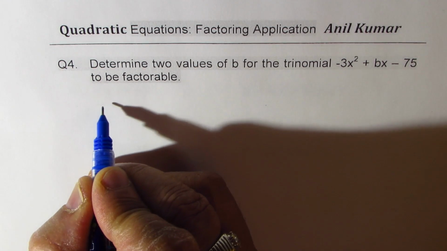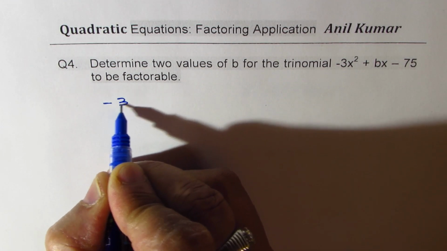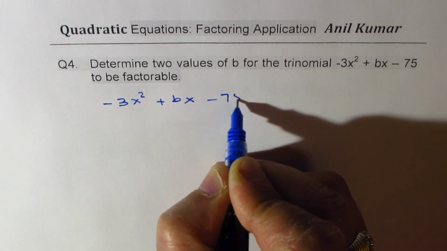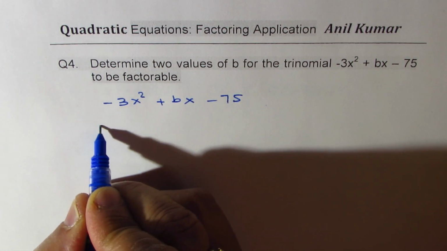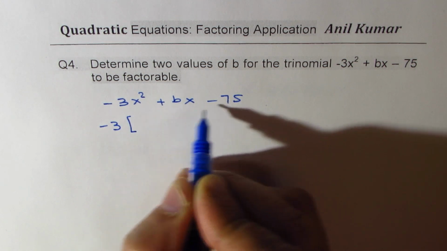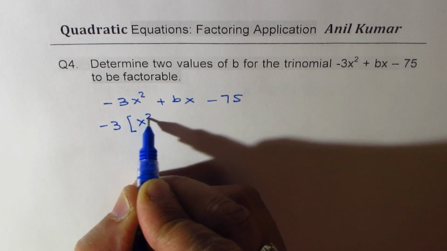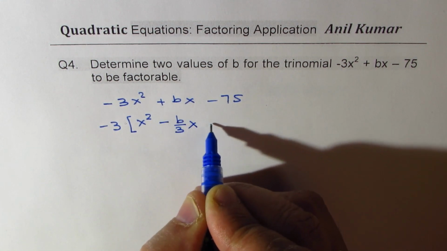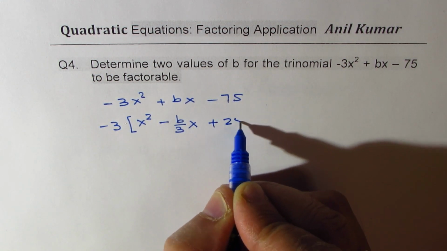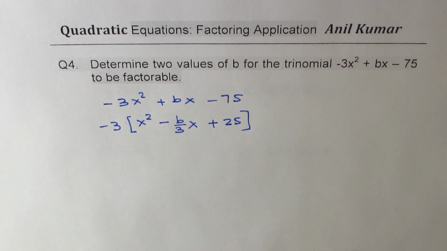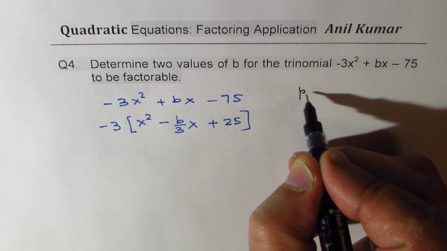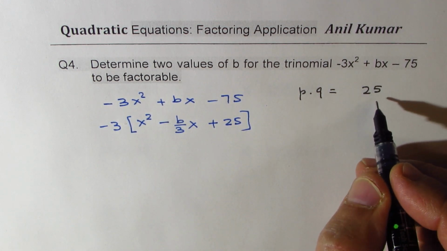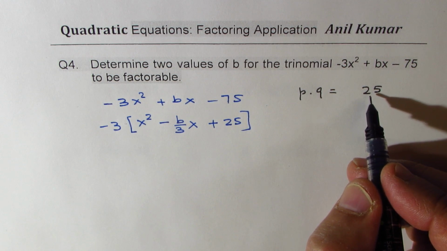Let's look into it. So we need to factor minus 3x square plus bx minus 75. I'll prefer to factor out minus 3 and then try it out. So we get x square minus, the signs will change, b over 3x. This becomes plus, divide by 3 gives us 25. Now to make it factorable, we are looking for 2 numbers whose product should be 25. So what numbers could give product of 25, right?